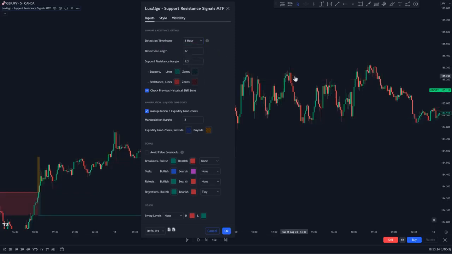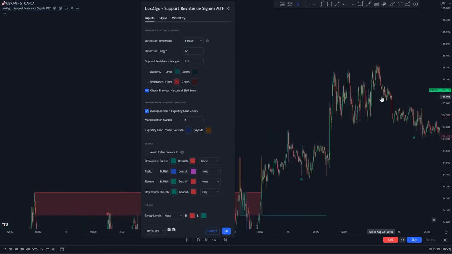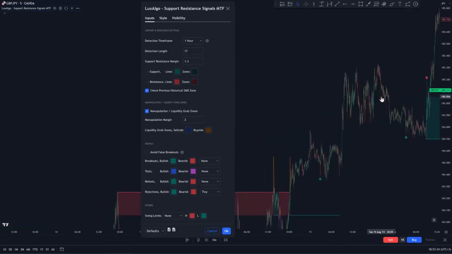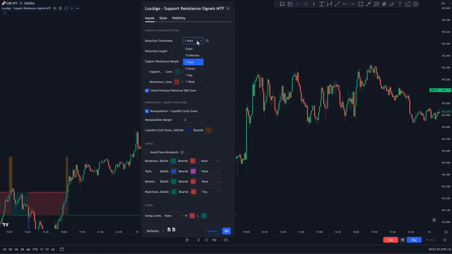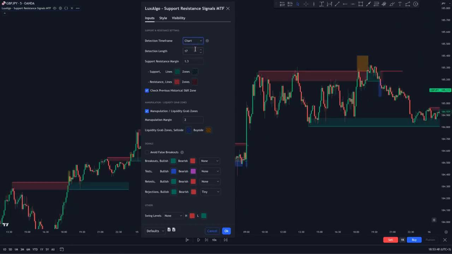Doing so would reveal the support and resistance levels from that time frame, negating the need to manually switch, a feature I find quite handy. But for this showcase, we're sticking to the chart's current time frame.